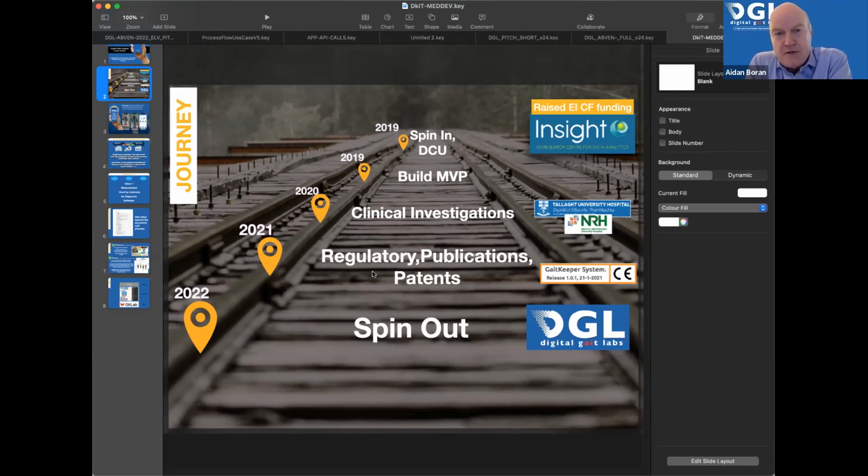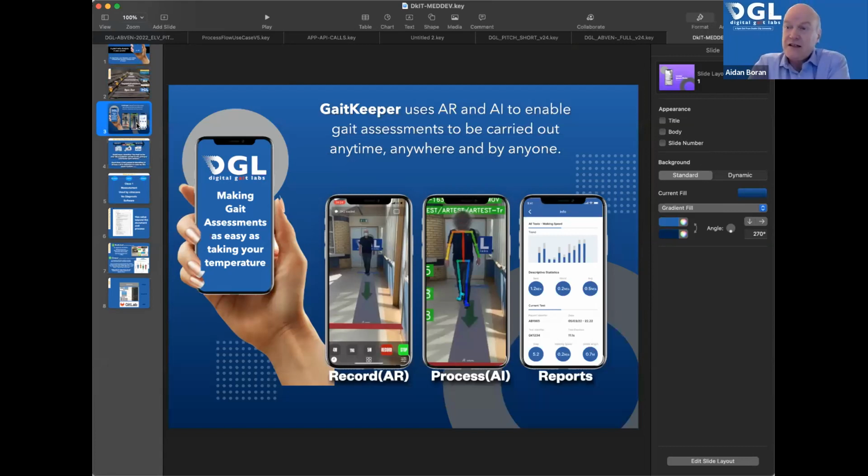Broadly speaking, we started in 2019, raised some funding through the Enterprise Ireland commercialization funds. That allowed us to spin the idea into DCU. And that provided funding for building our MVP, minimum viable product, carrying out the clinical evaluations and investigations with real patients, and then stepping through the regulatory process up to where we are today. Today we've spun back out and we have a class one CE marked medical device. And it forms the basis of what I'll talk about.